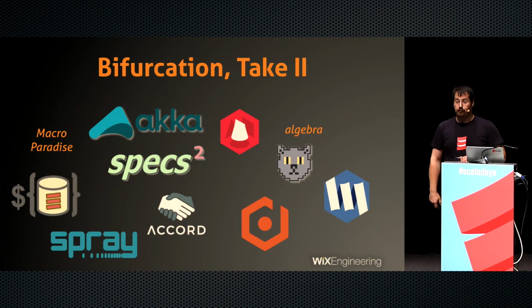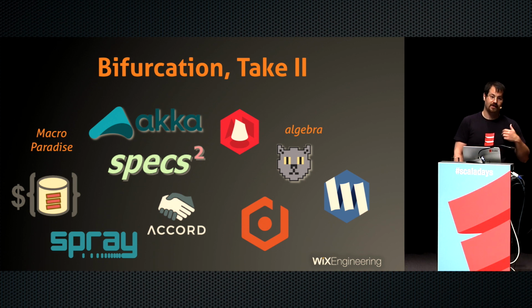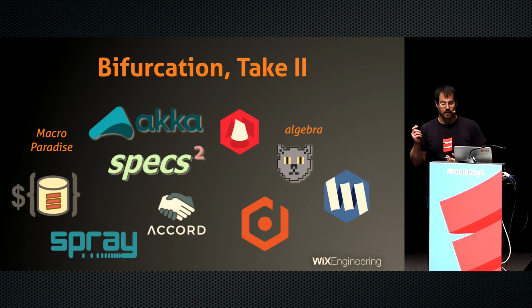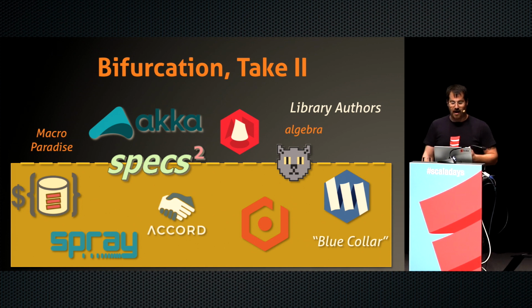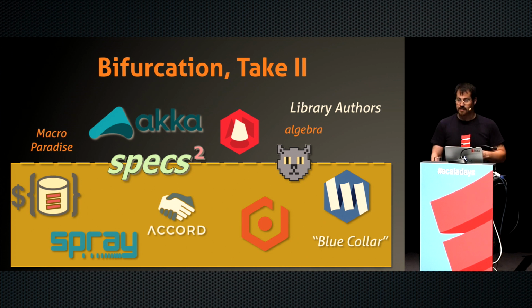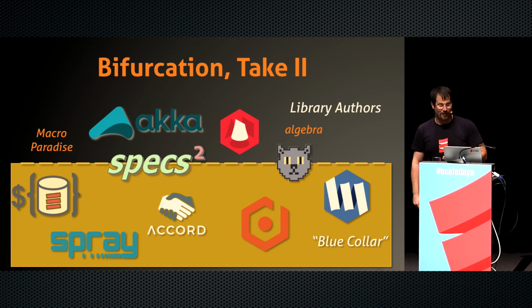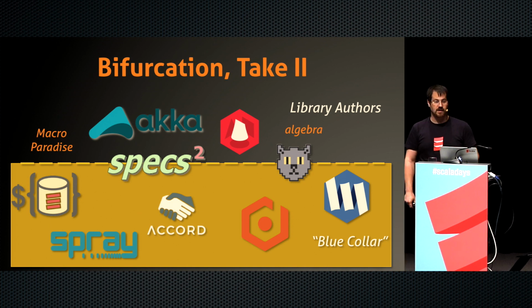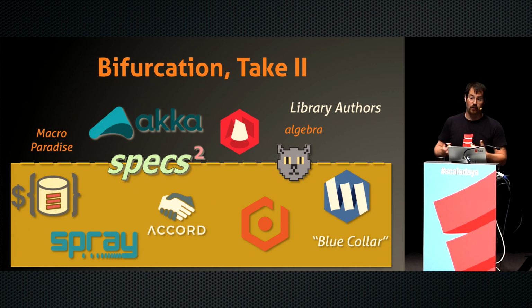Now, if we take a second look at the same set of libraries, we will be able to draw a second dimension, a second axis around which the ecosystem is bifurcated. So, if we take the horizontal line here, at the top we have libraries and tools that are geared towards library authors. Now, this is just my opinion. Some of these library authors may or may not agree with my assessments here. But I would say that Akka, for instance, is a toolkit for developing higher order abstractions. Akka is pretty low level.